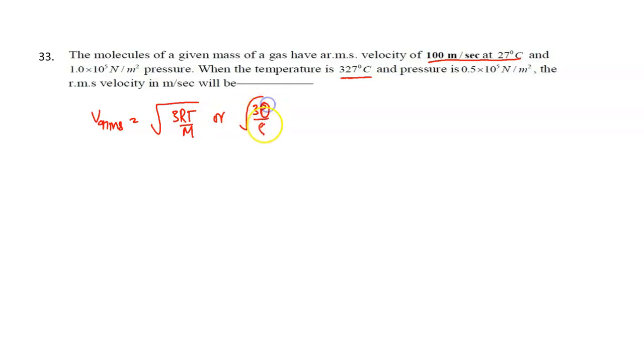If pressure changes, density will also change and this will get compensated. Basically, RMS velocity will not depend on its pressure. It will depend on its temperature, as Vrms will be directly proportional to root T. Let us assume here the velocity is x. So the ratio of RMS velocity, 100 upon x, will be equal to root of initial temperature by final temperature.